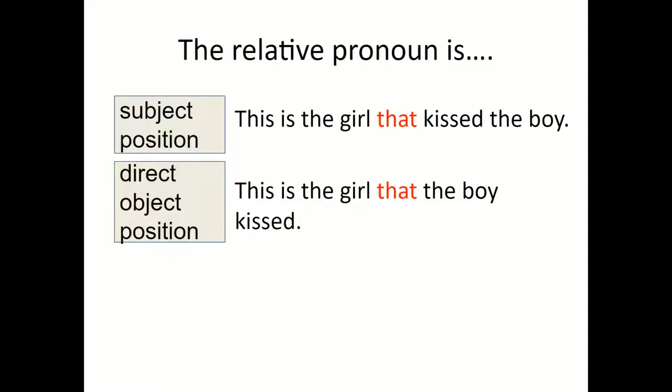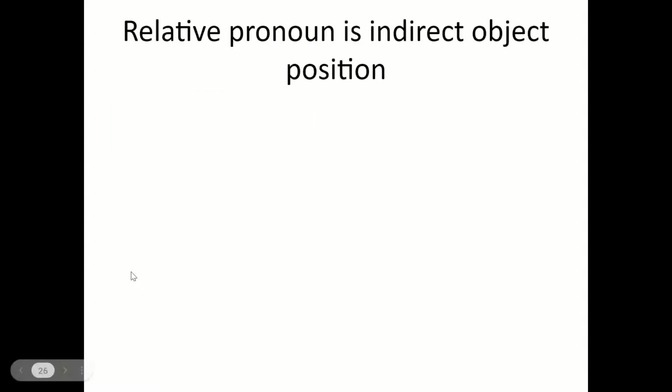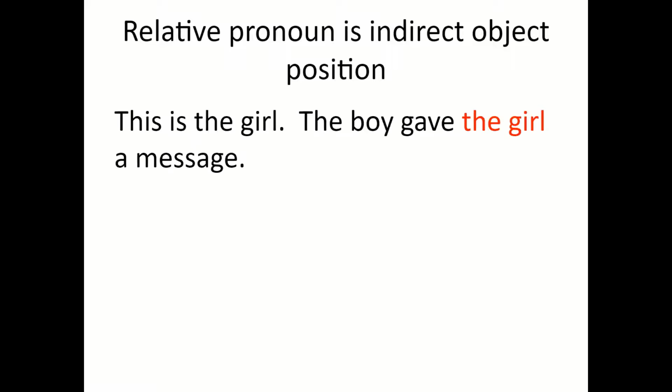However, as you know, noun phrases can function as more than just subjects and objects. They can be indirect objects, and a relative pronoun can actually have the indirect object position. So this is the girl. The boy gave the girl a message. So here, the girl is actually the indirect object. A message is the object, but the girl would be the indirect object.